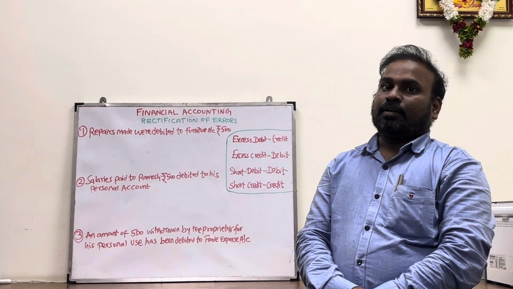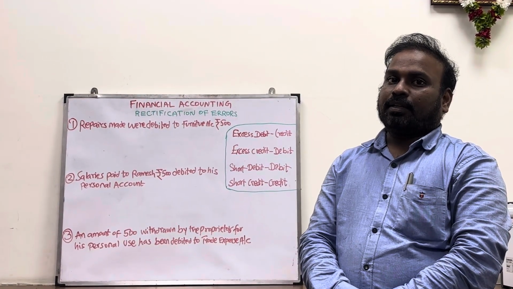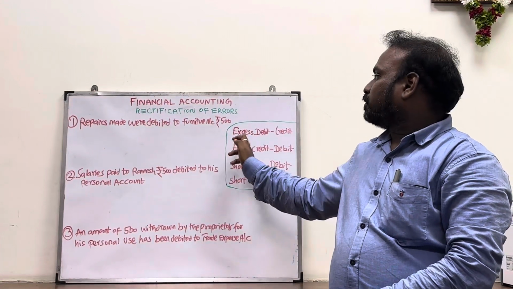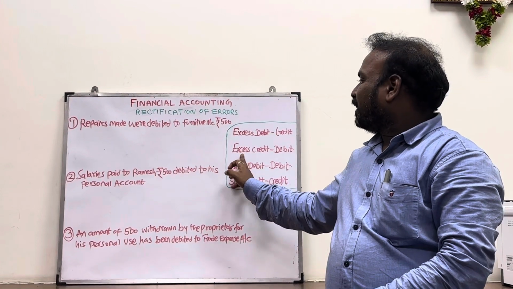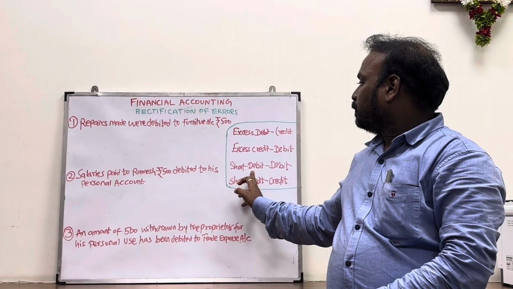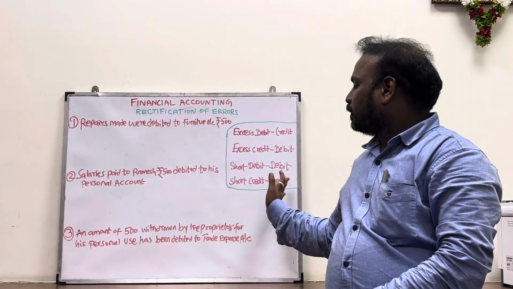I told you in the last video also, in order to rectify the error, you should be thorough with the rules. We have 4 rules. First one, excess debit means we have to credit the concern account. Second rule, excess credit means we have to debit the concern account. Third rule, short debit means we have to debit the concern account. Fourth rule, short credit means we have to credit the concern account.